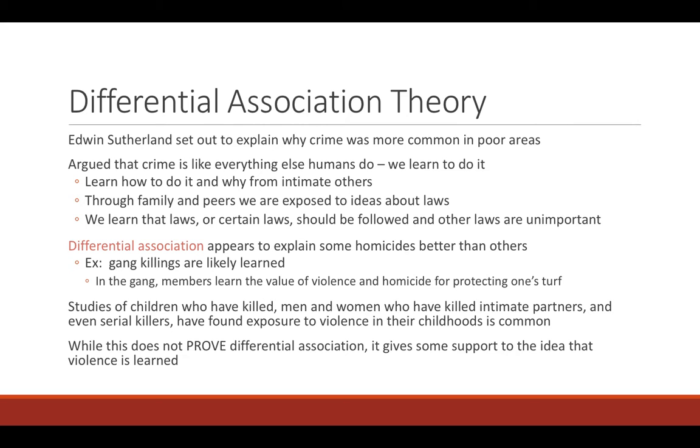So differential association explains some homicides better than others. For example, gang killings are likely learned, and the gang members are going to learn values of violence and homicide for protecting one's turf. Studies of children who have killed, men and women who have killed intimate partners, and even serial killers have found exposure to violence in their childhoods is common. So this doesn't prove differential association. It does give some support to the idea that violence is a learned behavior.